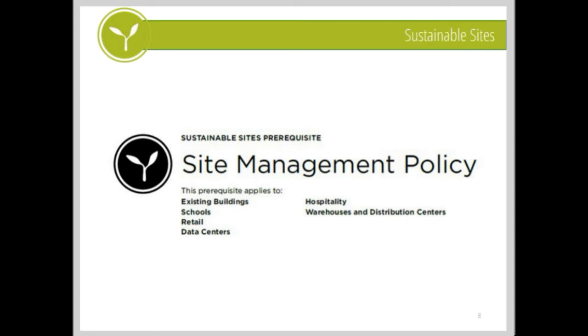Site Management Policy is the prerequisite as applicable to all project adaptations listed here. Developing and implementing a site management policy early in the LEED process gives the team time to optimize projects, equipment, and strategies. Finally, a well-crafted site management policy enables a team to address unexpected complications.